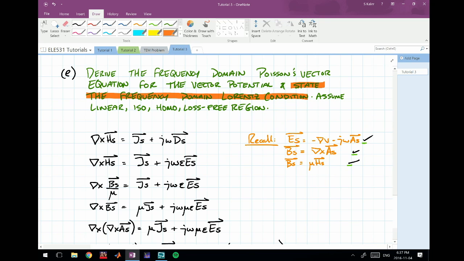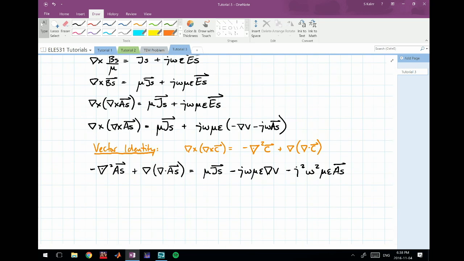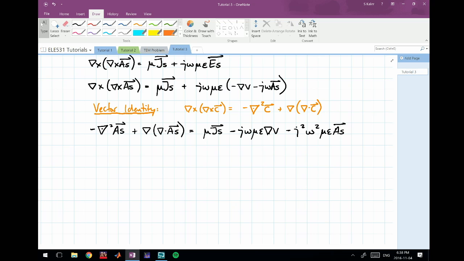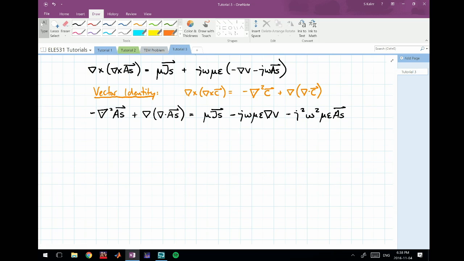right? Does anybody know what the Lorentz condition is? No, didn't expect it. You essentially make this equation easy for yourself. So we define something that we don't know as something that we don't want to be there, and so we get rid of it. I'll show you what I mean.